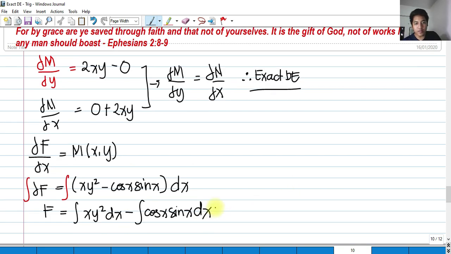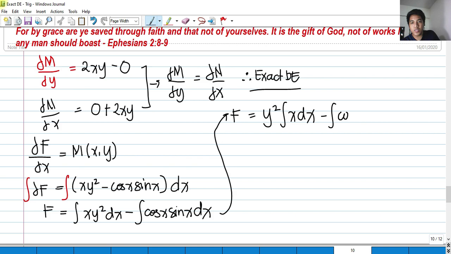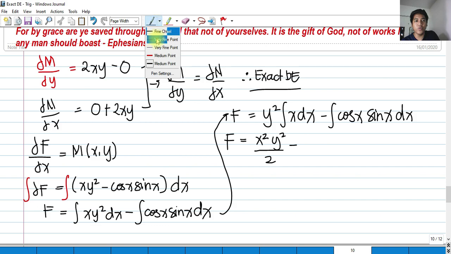So we integrate. The reason why we are integrating is to find the value of q of y and r of x. Again, this is integrating with respect to x, so any variable aside from x is considered as constant. We can factor out y squared: integral of x dx, minus the integral of cosine of x sine of x dx. The integral of x dx is x squared over 2, so we have x squared y squared over 2.